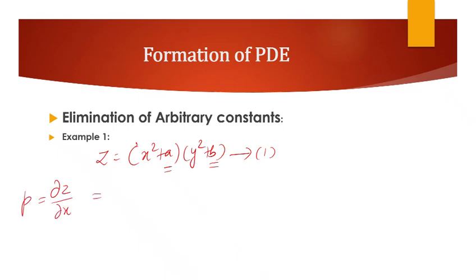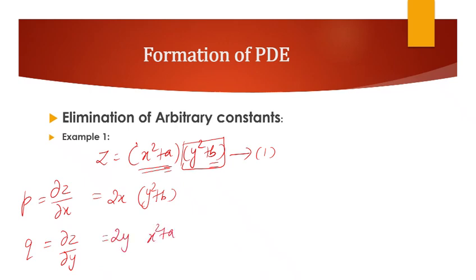On the right hand side, the second factor is treated as a constant term since it involves y; there is no x here. So differentiating with respect to x, we get 2x into (y square plus b). Similarly, differentiating partially with respect to y, we get dou z by dou y, which can be taken as q. On the right hand side, the first term is treated as a constant, a fixed term. Now differentiating the second, we get 2y, so 2y into (x square plus a).